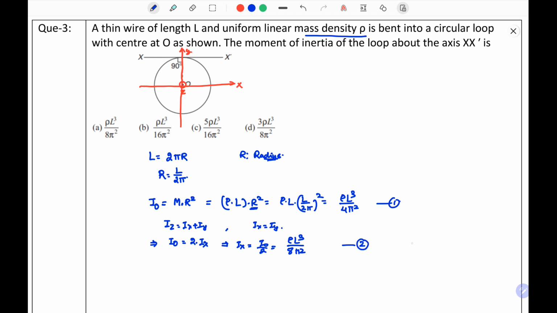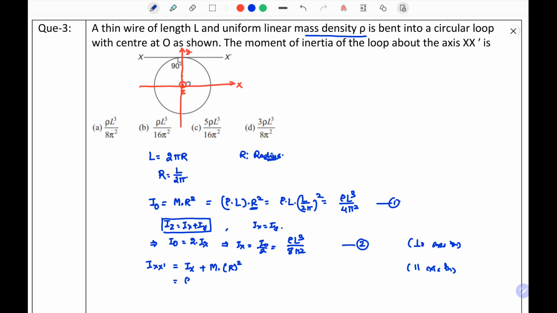To get this equation number 2, we have used the perpendicular axis theorem, which is given as Iz is equal to Ix plus Iy. Now to find the moment of inertia about the x dash axis, which is the tangent to the loop, it will be equal to the moment of inertia about the x axis plus mass of the ring into distance between these two parallel axes, which is equal to the radius of the ring. This is the parallel axis theorem. So we replace the value of Ix here.